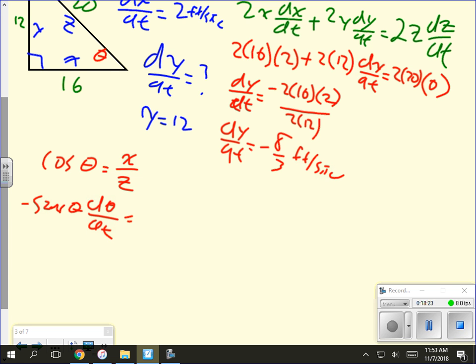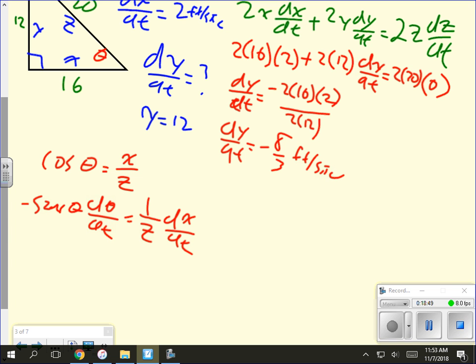Equals the derivative of x over z with respect to x. Well, that's x times 1 over z, right? X over z is x times 1 over z. So the derivative of x times a constant is that constant. So that would be 1 over z dx dt.